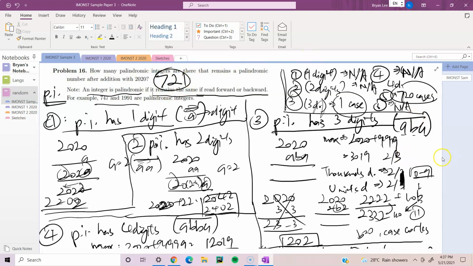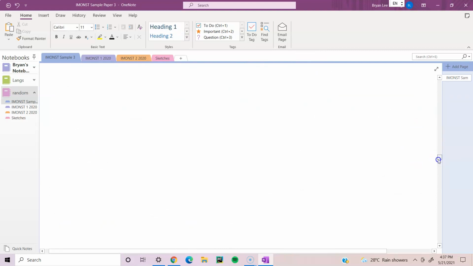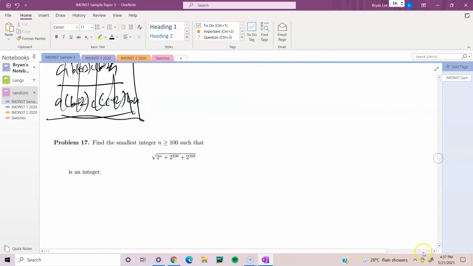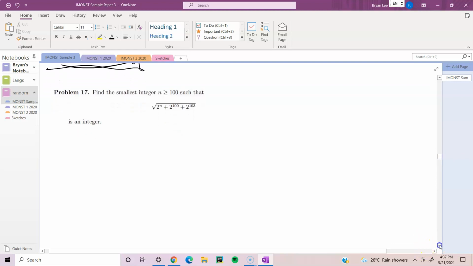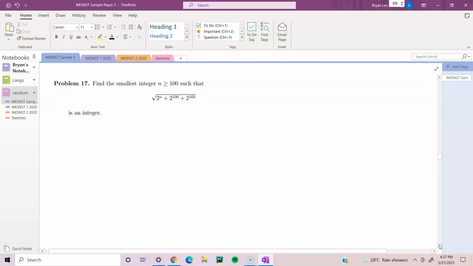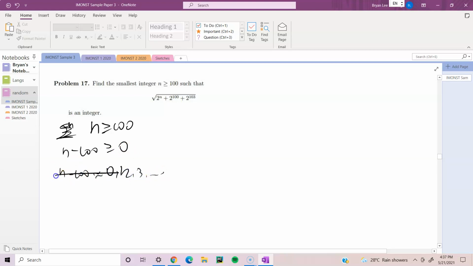to problem 16. Now this is the last question of the day. So we have problem 17. Find the smallest integer n larger than or equal to 100 such that the square root of 2 to the power of n plus 2 to the power of 100 plus 2 to the power of 103 is an integer. Now since n is larger than or equal to 100, minusing 100 from both sides, we will have n minus 100 is larger than or equal to 0. So n minus 100 could be 0, 1, 2, 3, no one knows.